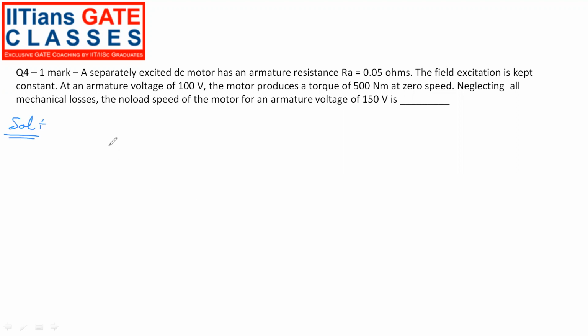So they have given zero speed, which means omega equal to zero. We know that the induced EMF or the back EMF can be given as K phi omega. Since the speed is zero, Eb is zero, and the armature current is given by the terminal voltage Vt minus Eb, divided by the armature resistance, right? So it will be 100 minus 0 by 0.05. So it is 2000 amps.